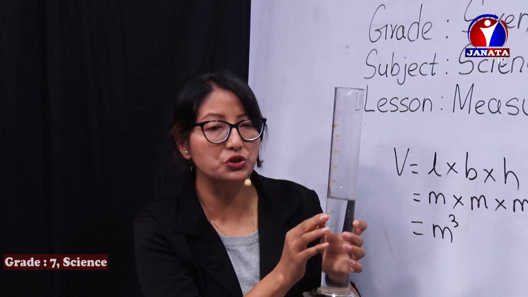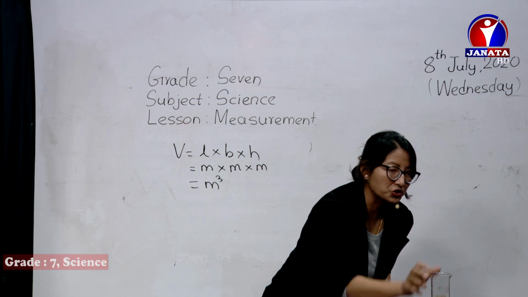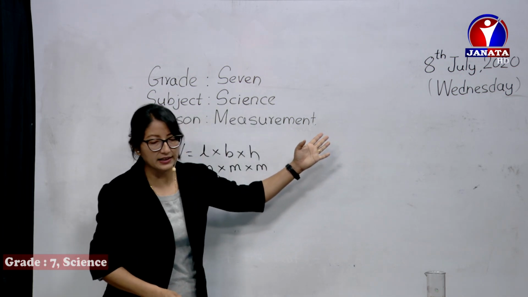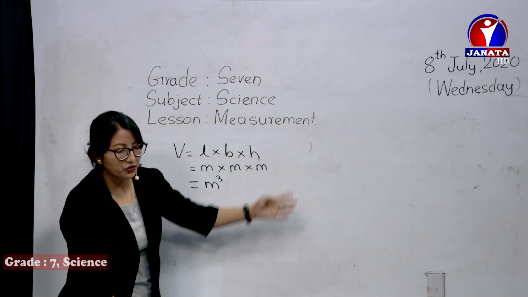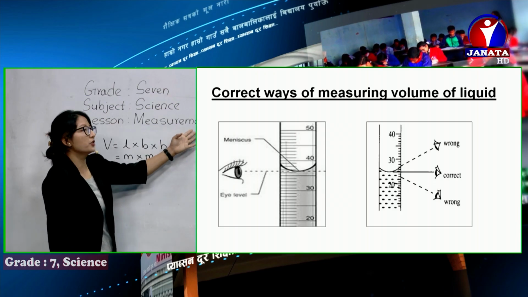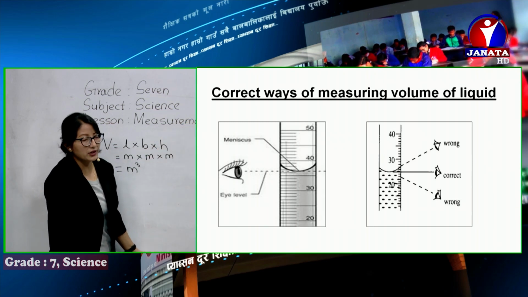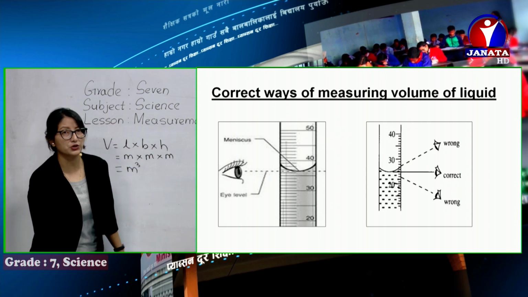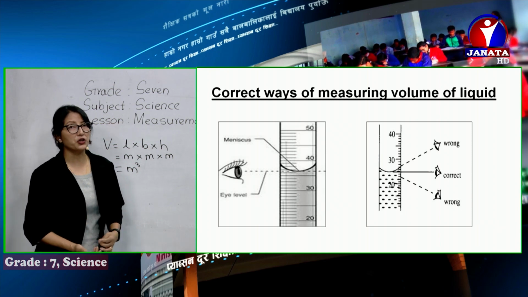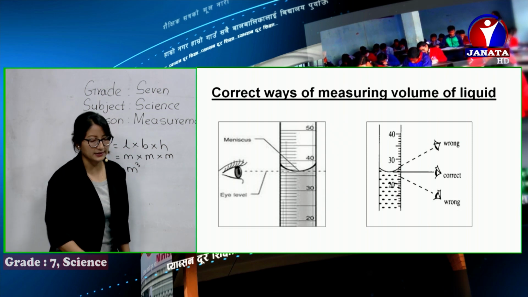That's why we have to keep it in a perfect, stable position, like this on the table. Just check once again in the slide the correct position and the wrong position. If you see from up here, from the upper position, we may not get the correct reading. If you see from a lower position, then also we may not get the correct reading. That's why our eye level should be straight to the meniscus, the level of the surface of the liquid of which we are going to measure the volume. You can just check the eye level. It should be straight like this.